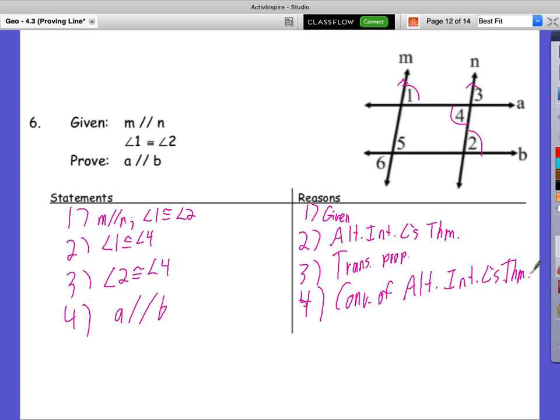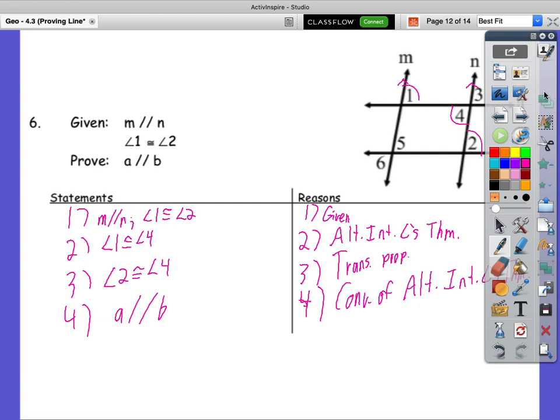So we also could have gone a different route. If you wanted to go from 1 to 3 using corresponding angles, you could have, and then 3 to 2 using corresponding angles. That'd have been fine too. Number 8 would be really hard. Okay. Questions on this one?